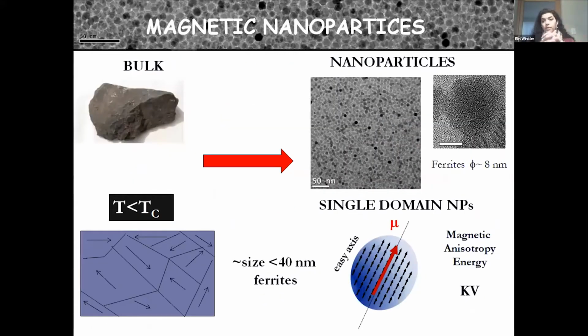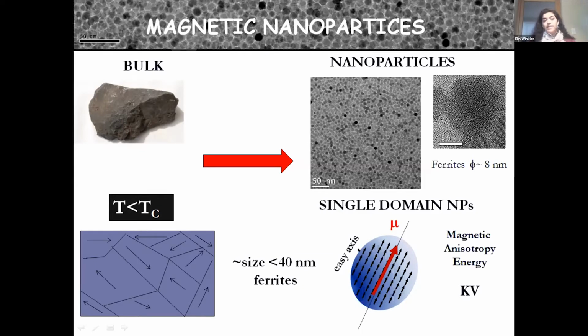Well, when we talk about nanoparticles, we mean material whose size is smaller than 100 nanometers. And in particular, for magnetic nanoparticles, below the transition temperature, the Curie temperature or the Néel temperature, the material is organized forming a multi-domain structure. However, when we reduce the size of the material, in particular for ferrite, the size should be smaller than 40 nanometers, more or less, depending on the material. The formation of the domain wall has a cost of energy, so the material does not save any more energy forming a domain wall, so the nanoparticle behaves as a single domain nanoparticle.